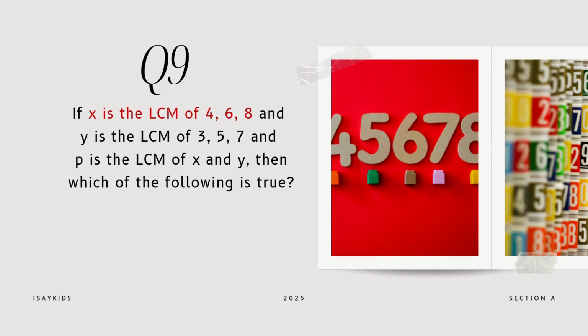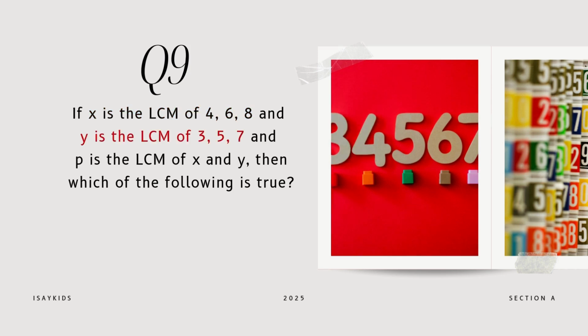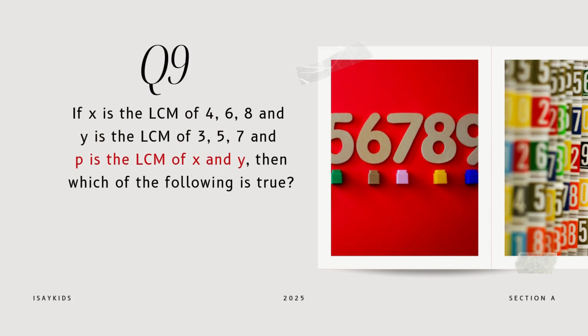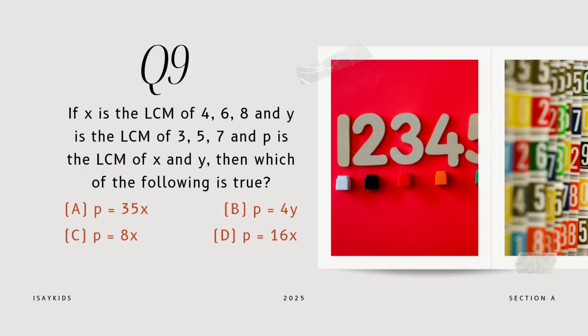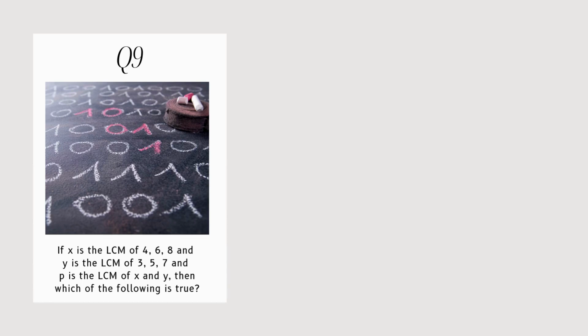If x is the LCM of 4, 6, and 8, and y is the LCM of 3, 5, and 7, and p is the LCM of x and y, then which of the following is true? Now 4 is 2 raised to the power 2, 6 is 2 raised to the power 1 times 3 raised to the power 1, and 8 is 2 raised to the power 3.